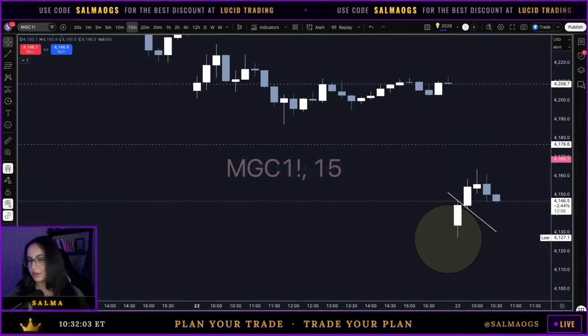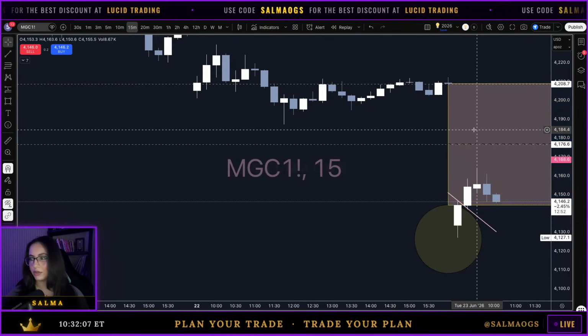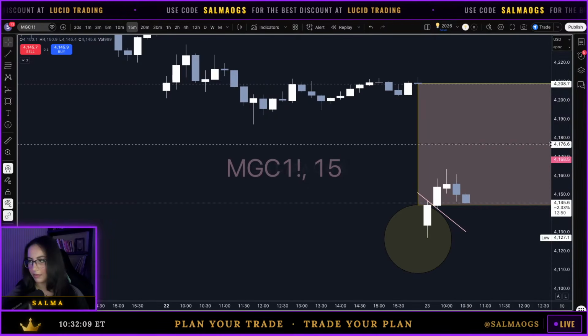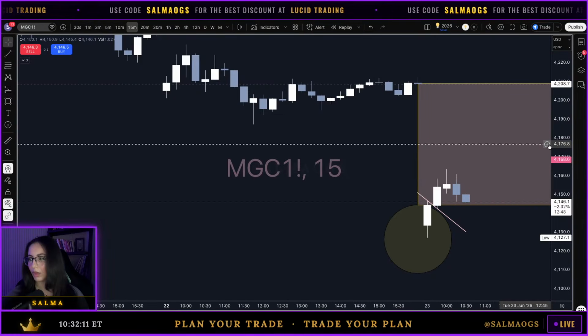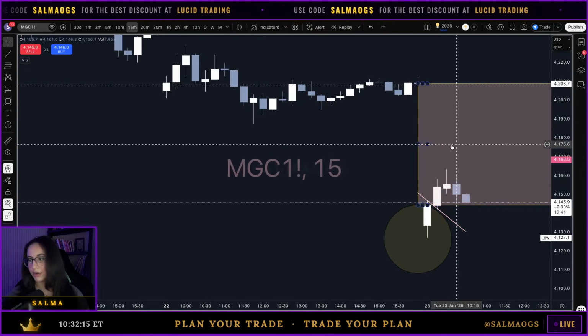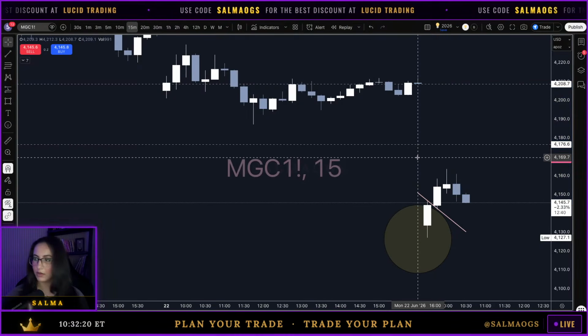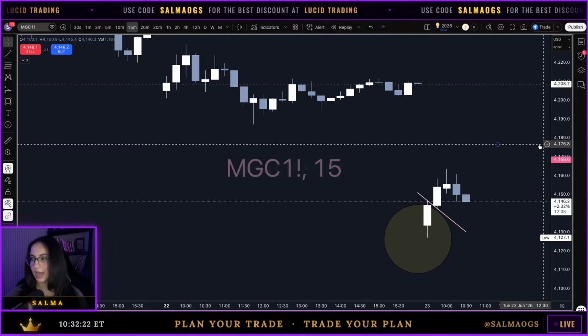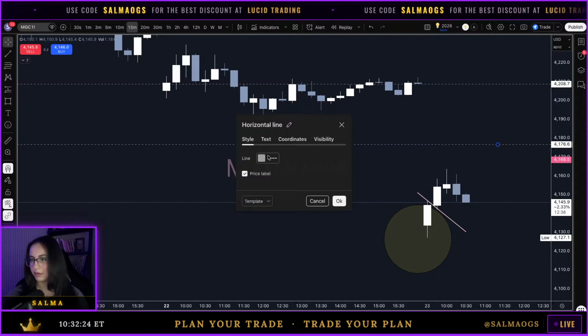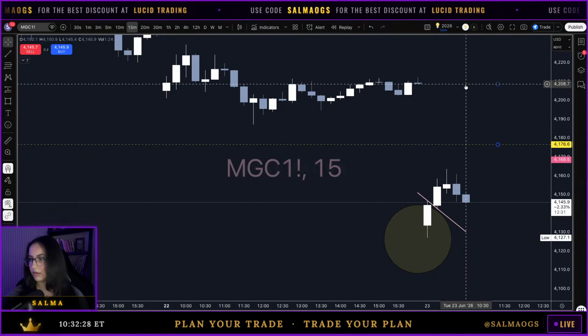So what I like to do is come in and draw my gap so that I can then mark the levels of that gap. The rectangle just helps me see it a little bit better. I get to see the midpoint. So once you remove the rectangle, you are left with this dashed line. I can make it a different color just so you guys can see. Let's do yellow so you guys can see that a little bit better.